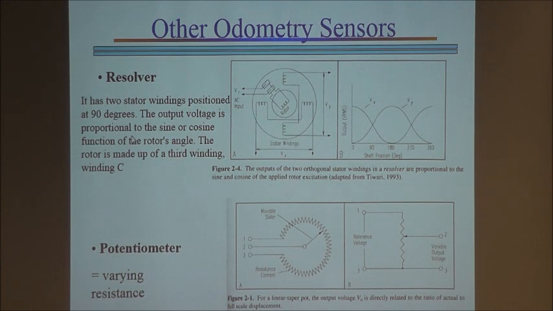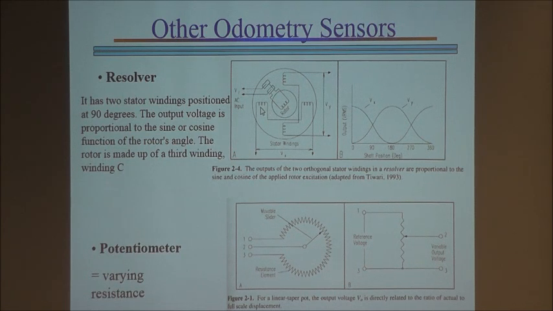Odometry sensors, resolvers. What are resolvers? Resolvers are devices which have two stator windings, positioned at 90 degrees. Here is one stator, this is shown here. This is another stator. They are at 90 degrees from each other. The output voltage is proportional to the sine or cosine function of the rotor's angle. Okay, the rotor is in the center here.